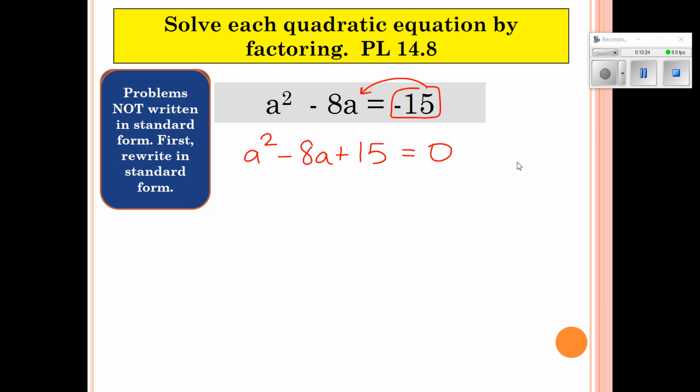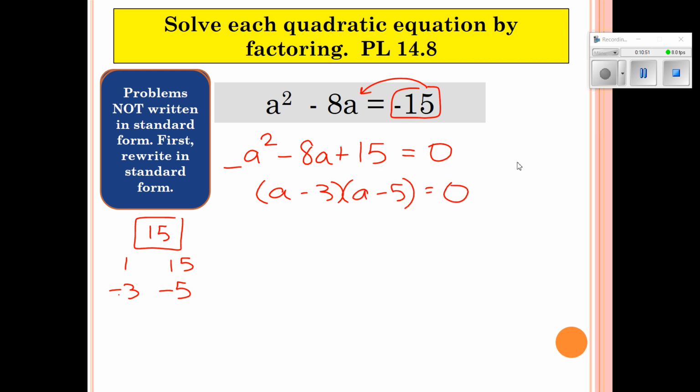3 terms. The leading coefficient is 1, so I use reverse FOIL. So I need factor pairs for 15. We have 1 and 15, 3 and 5, but I need the sum of negative 8. To get a sum of negative 8, I'm going to have 2 negatives here, because multiply together, that makes a positive 15, and when you add them, it makes a negative 8. So when we factor it, it is a minus 3 and a minus 5.